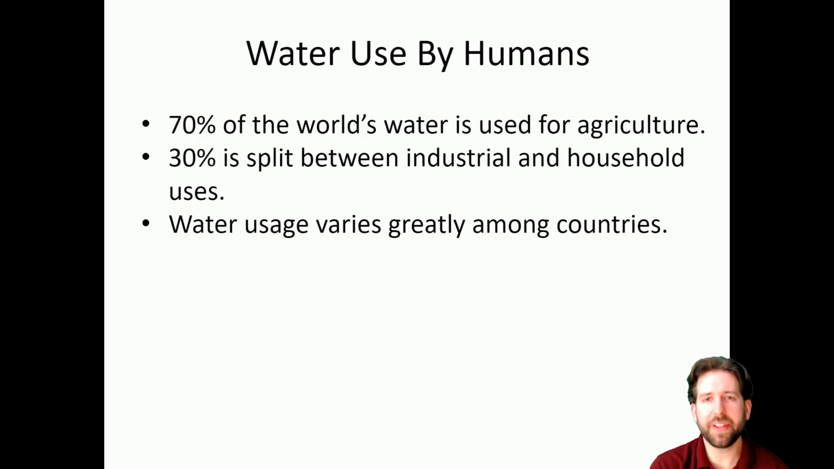So, humans need a lot of water, but what are they doing with it? Well, 70% of the fresh water that we take is for agriculture. 30% is then split between industrial and household uses, and that depends on where you are. So water usage varies greatly among countries, depending on how much industrialization there is, depending on the different household appliances that are used. If you're in a place where you don't own a car, you're not going to be washing your car, so it can vary quite a bit. But again, 70% is used for agriculture. That's the primary thing that we need all this water for.